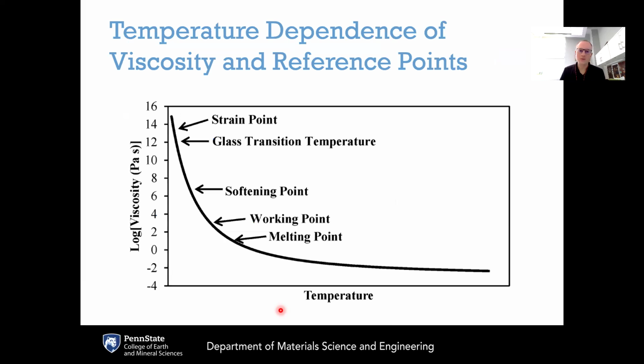Now, in the glass community, it is common to define several reference points for viscosities. These are the temperatures at which viscosities are at certain critical values. Now, if we look at this viscosity temperature relationship, this is kind of just an arbitrary one here, without any numbers on the temperature axis.